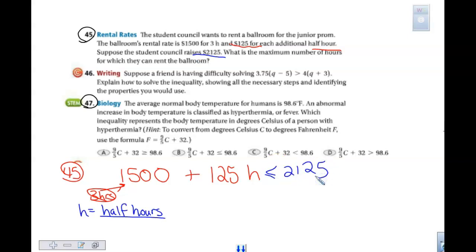So we got it set up. We subtract 1,500. We get 21 minus 15, 625. Keep the inequality. If you change it on the test to an equal sign, I have to take off a point, right? Because it's not an equal. And we had 125H. So, you have your calculators, 625 divided by 125.